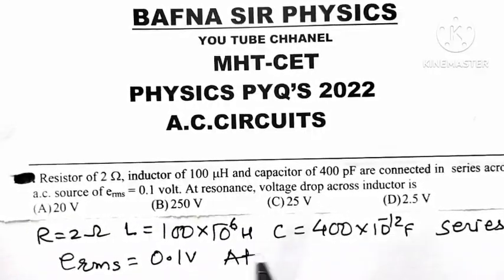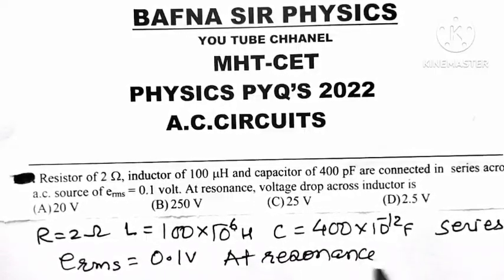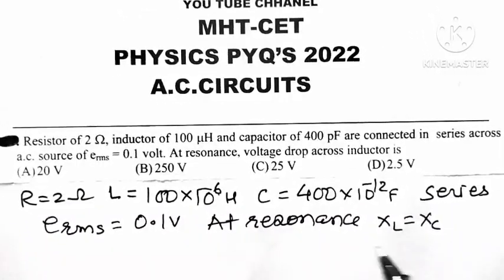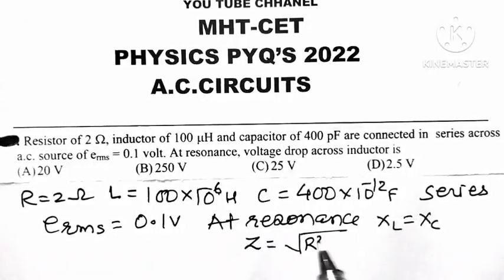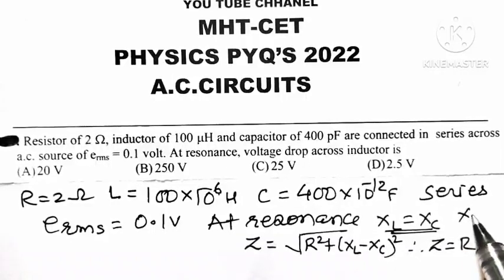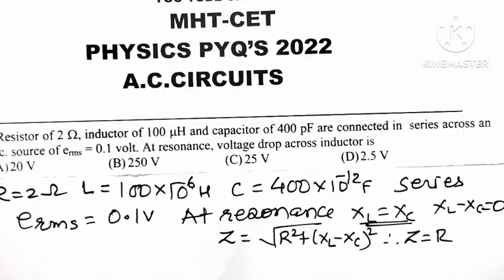Now at resonance, what is the condition for resonance? XL is equal to XC. Impedance Z is equal to under root of R square plus XL minus XC whole square. As XL equal to XC, it means XL minus XC equal to 0, so therefore Z becomes equal to R.